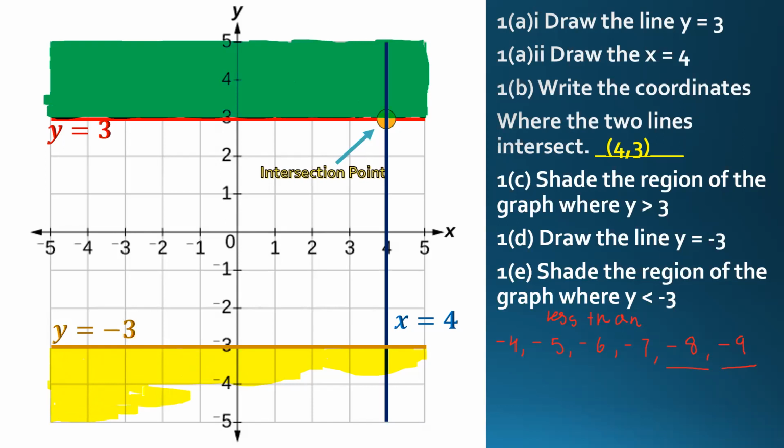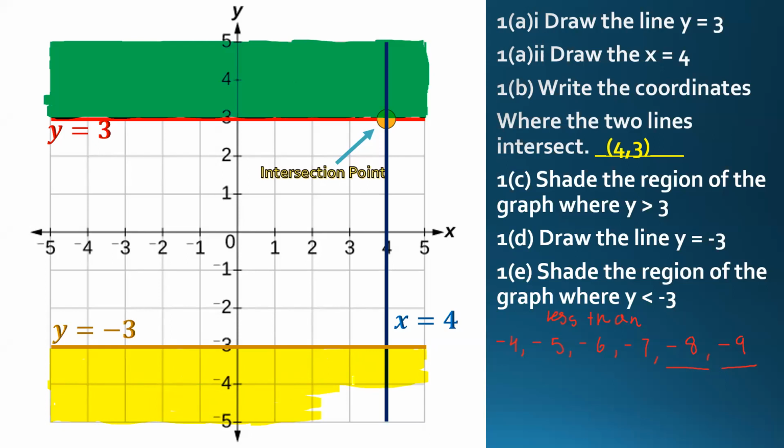Good. Casey, where's Casey? Yes, sir. Are we shading above negative 3 or below negative 3? Below negative 3. Why are we shading below? Because the numbers are less. Very good. And Natalia, are we shading above negative 3 or below negative 3? Below. Very good. And why are we shading below? Because the numbers are less than. Very good.